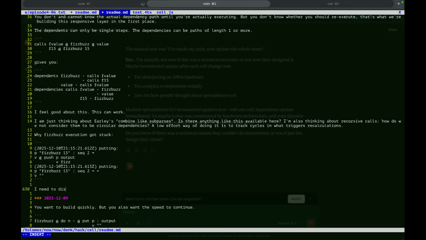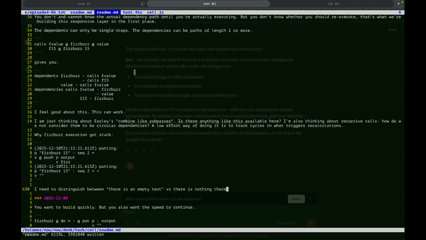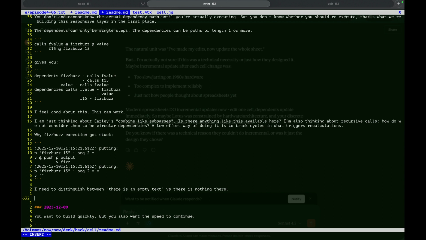I need to distinguish between there is a this versus empty text versus there is nothing there. Let's now go through it manually.